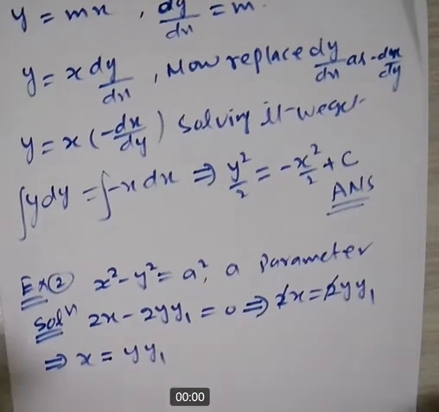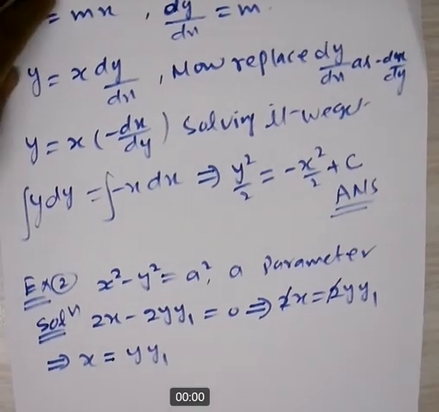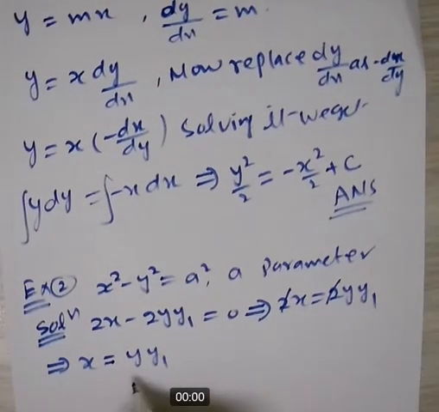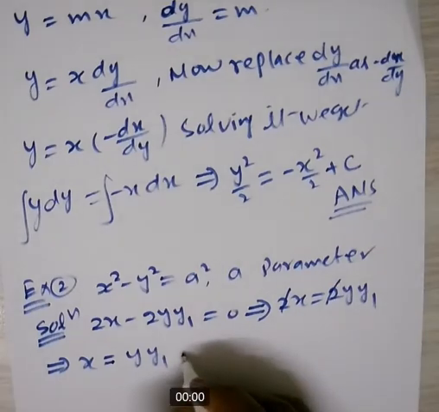Now see that one, this is the formation of the differential equation. It means you completed step number 1, because no arbitrary constant is here. So that's why step number 1 is completed, that means the formation of the differential equation.